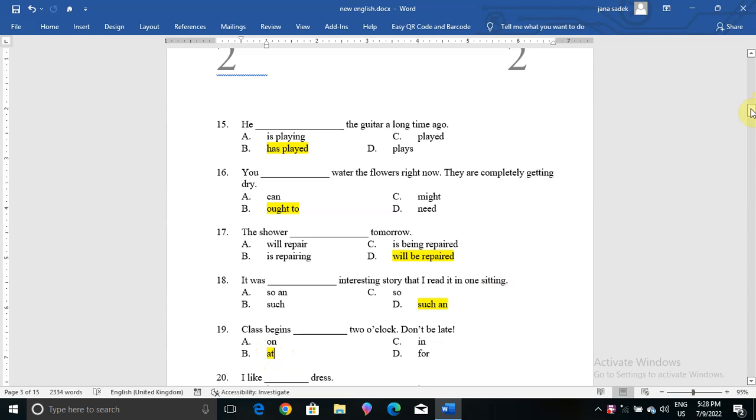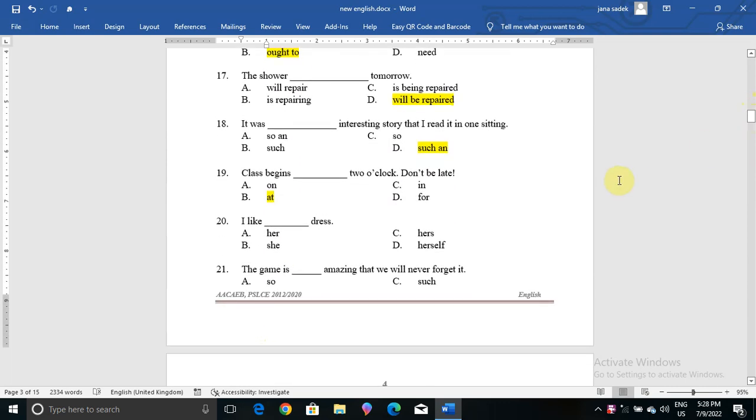Okay. Now question number 20. I like dash dress. I like her dress, or I like she dress, or I like hers dress, or I like herself dress. Of course, she, hers, herself are not the correct answers. Absolutely not. So the correct answer for question number 20 is her. I like her dress.